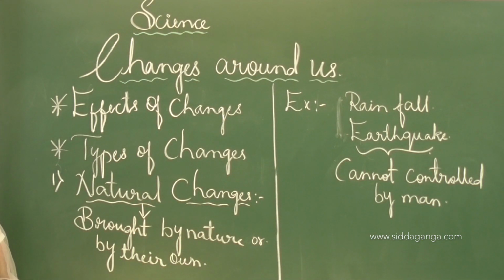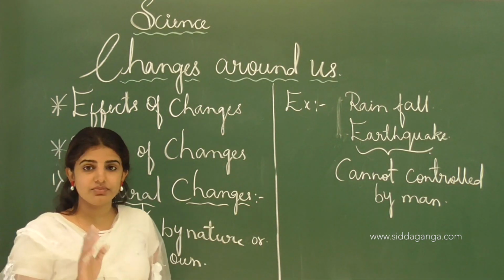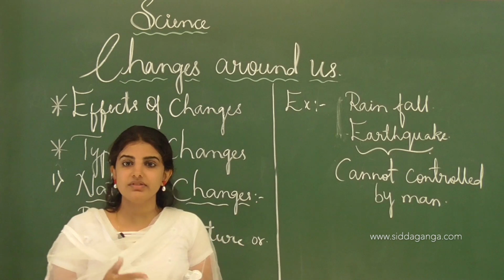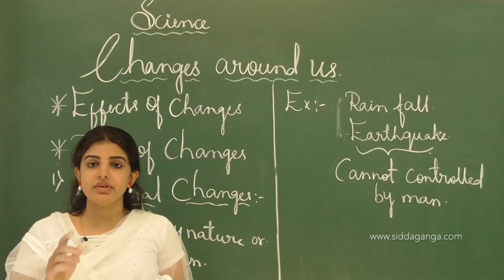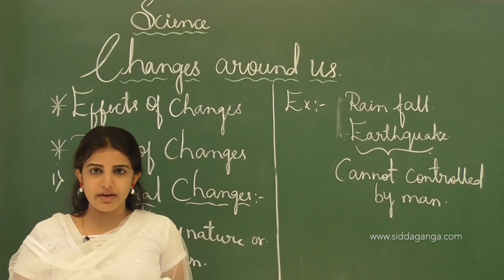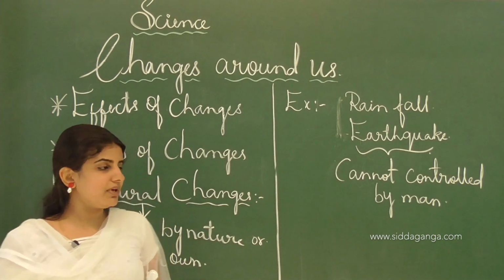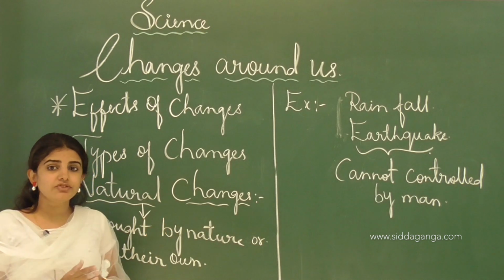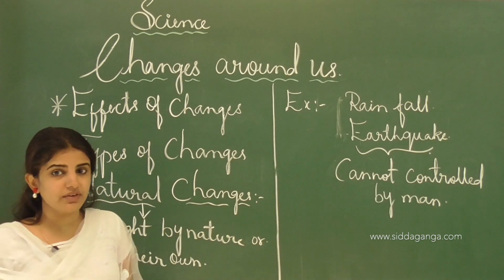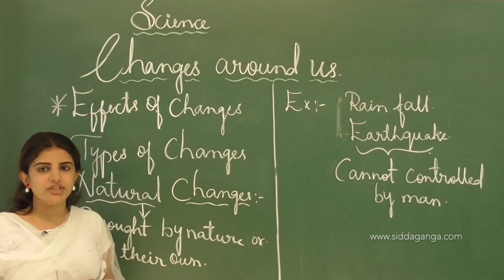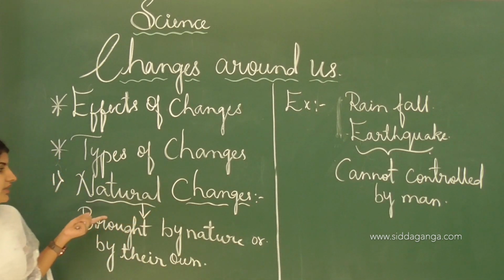See, natural change examples are change in the season, rainfall, turning of the day and night. Season-wise changes take place: summer season, winter season, rainy season and also monsoon season. This is also an example of a natural change, and the alternation of day and night is one of the examples of a natural change. See, this is all about the natural change.